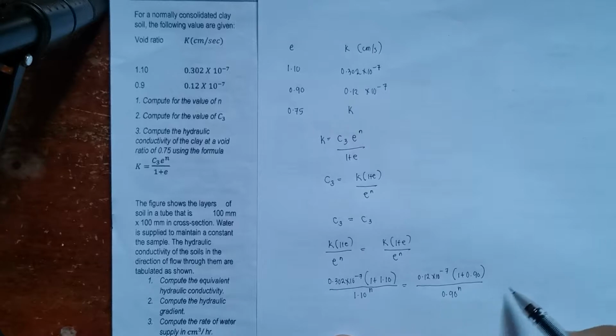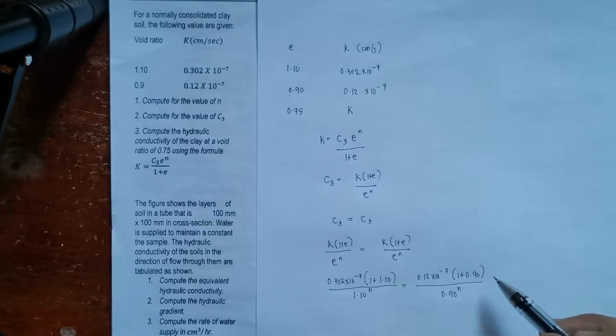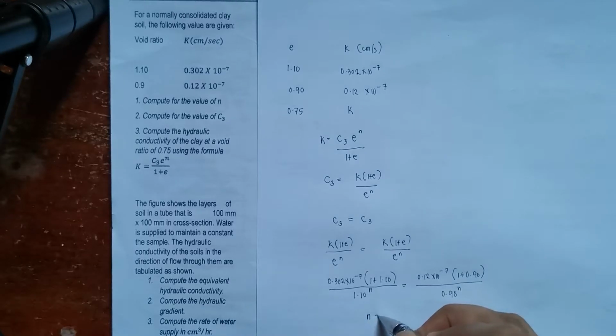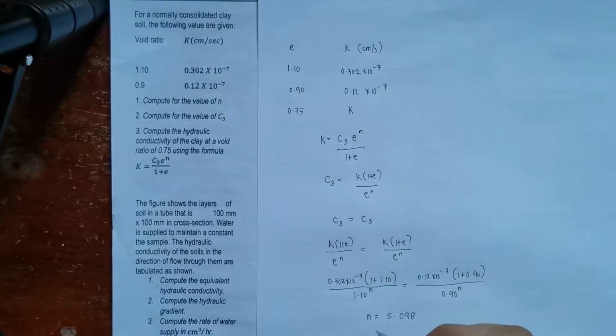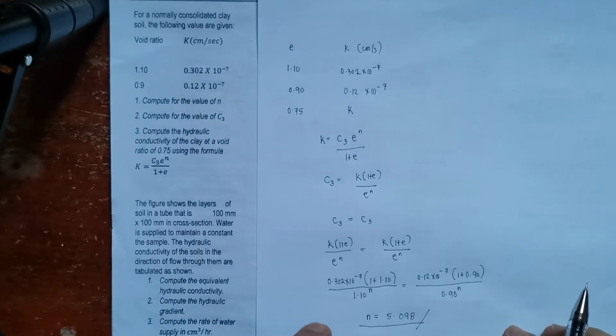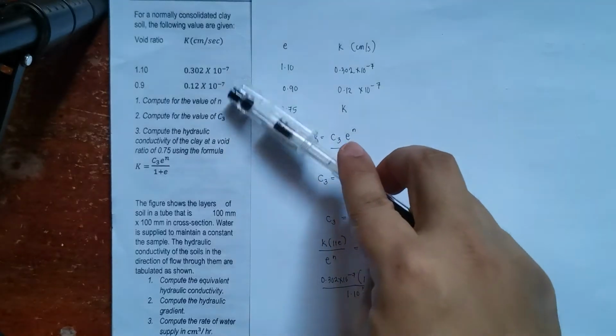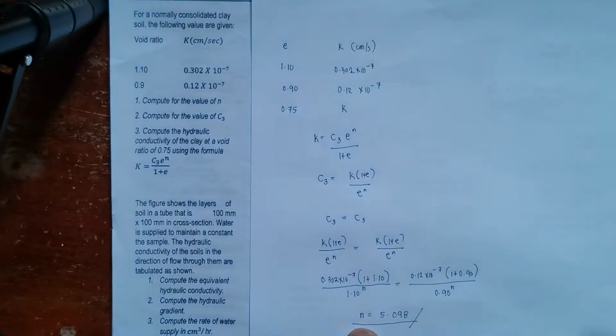And we have 1 unknown. So, we can use our calculator to solve that. That is by shift solve. So, computing, we can get a value of constant N, which is equivalent to 5.098. And that is unitless or dimensionless. And that is our first requirement. Second requirement is C3.